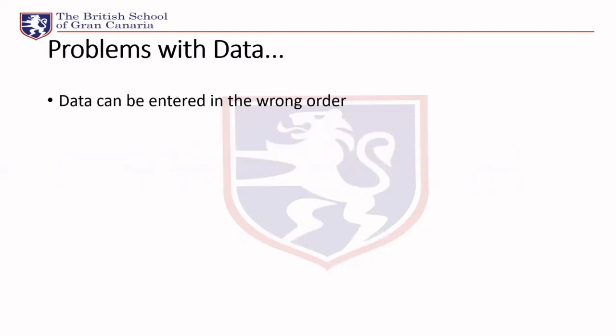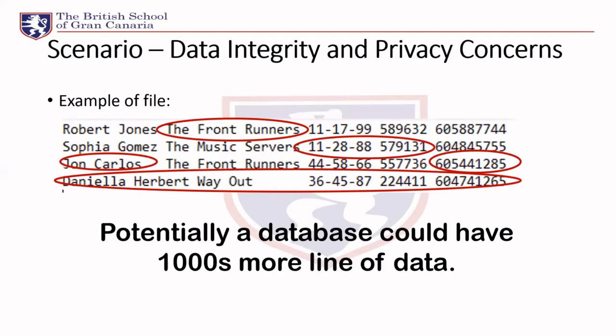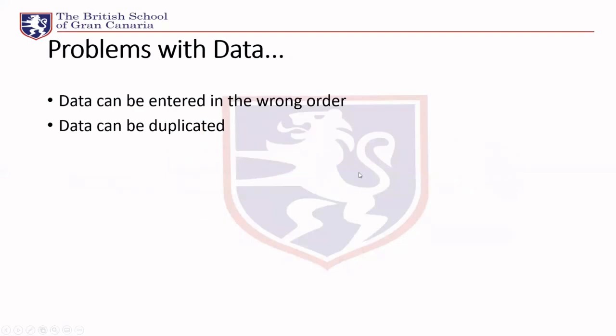So now, obviously, the data can be entered in a wrong order. So this is the problem. If we look at this file here, there's no sorting, there's nothing. How do you know, for example, whether John Carlos is his surname or his first name? How do you know this is the band? Look, we see this has gone over here and the band is here. So how do we know the difference between their account number and phone number? So the data obviously can be duplicated very easily.